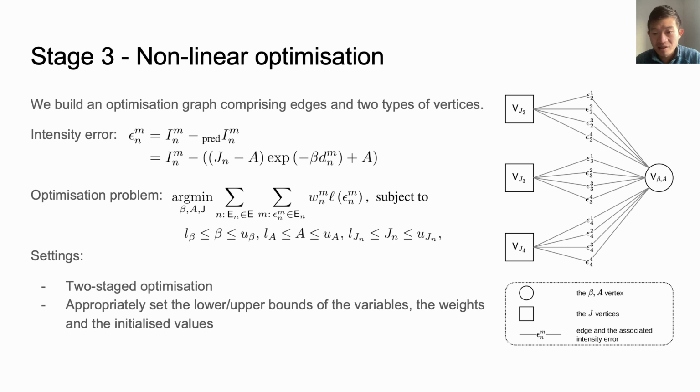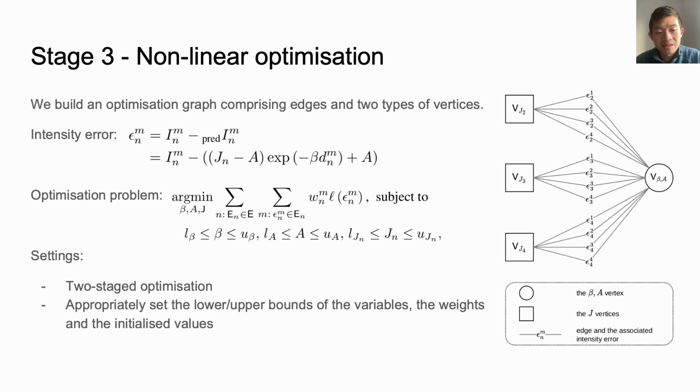An edge is connected between the J vertex and the beta and A vertex if there is an observation of that landmark. And we associate an intensity error epsilon with each edge. The intensity error is defined as the scalar difference between the observed intensity and the intensity predicted by the atmospheric scattering model.